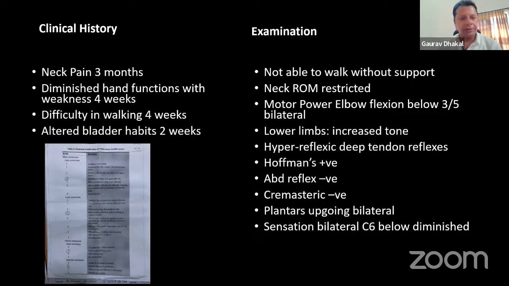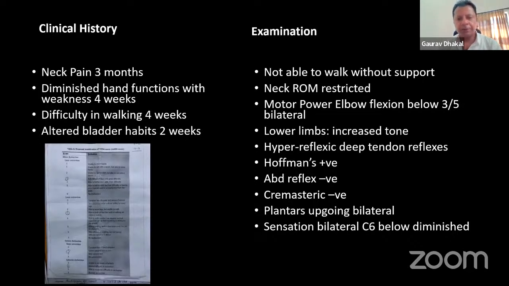So the clinical history: this is a 45-year-old gentleman with neck pain for the last 3 months, who comes in with diminished hand function and weakness while using both hands for the last 4 weeks. There's difficulty in walking, an imbalance, a feeling of falling down for the last 4 weeks, and altered bladder habits for the last 2 weeks. So the patient comes with a history of progressive hand weakness and diminished quality of life and function.